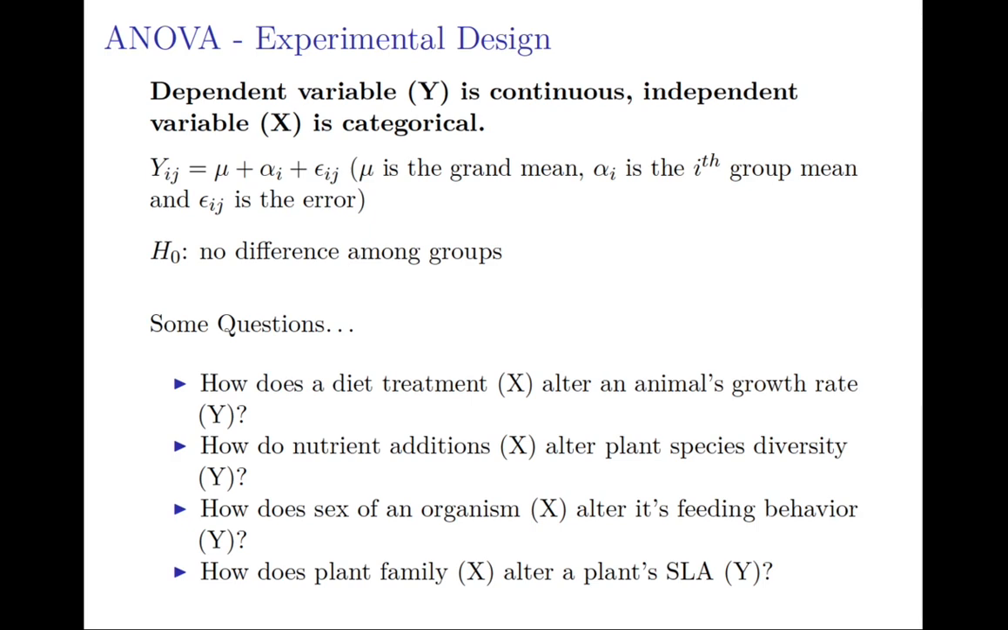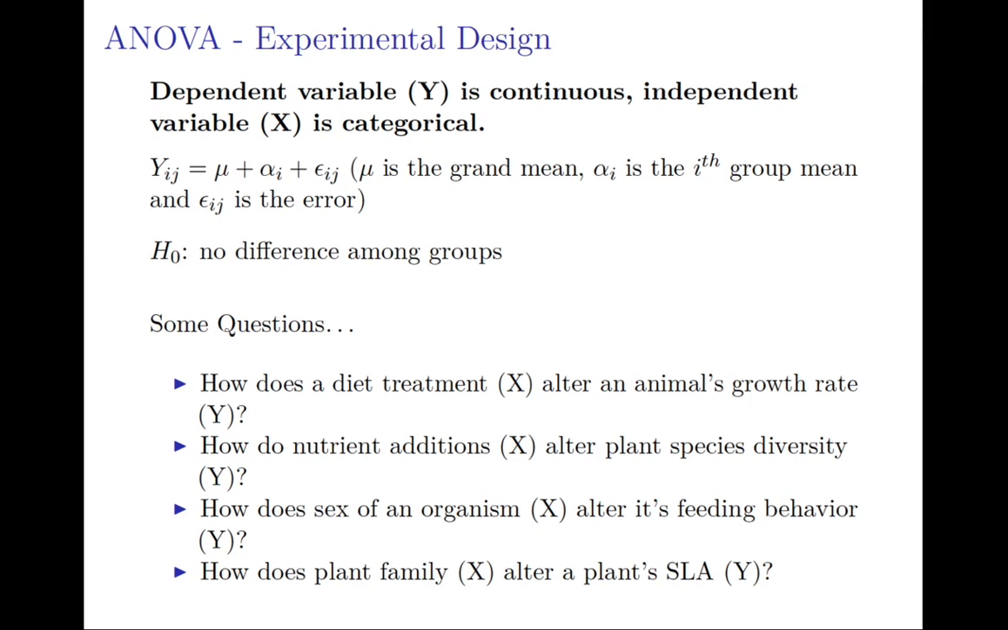Okay, so ANOVAs are next, and these models have a dependent variable y that's continuous and an independent variable x that's categorical. Here's your equation. Mu is the grand mean and alpha is the group mean. And so groups basically fall within categories. So within one category, say habitat type, you could have different groups such as forest, grasslands, and wetlands, for example. And so your null hypothesis here is that there are no differences among your groups. And so you're going to be testing to find out if there are.